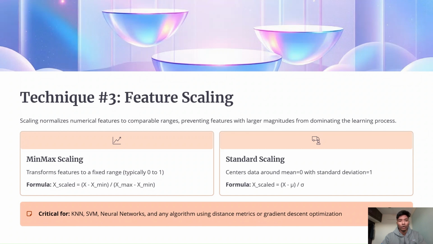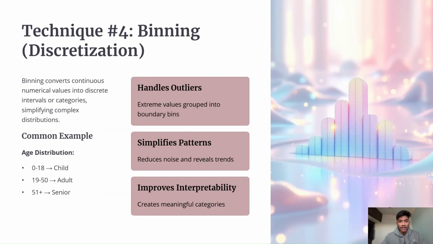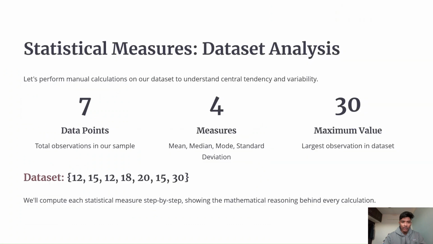Now we have technique 4: binning or discretization. Binning converts continuous values into categories. This makes patterns more visible and reduces the noise. For example, age groups 0 to 18 can be termed as child group, 19 to 50 as adult group, and 51 plus as senior citizens group. Binning helps simplify complex data, handle outliers, and improve interpretability. So this was for our part A of question 4.